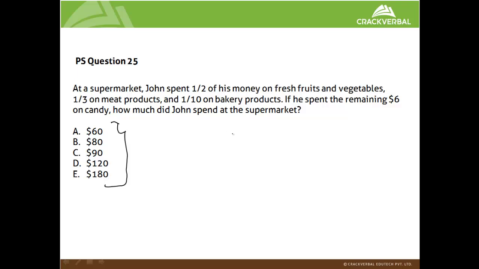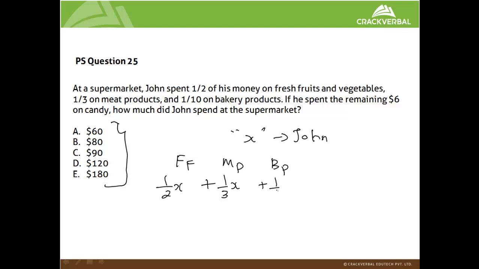So let's assume that X is the amount which John had. Now John spent half of his money on fresh fruits. On fresh fruits he is spending half of X. Then 1/3 on meat products. On meat products he is spending 1/3 of X. And 1/10 on bakery products. On bakery products another 1/10 of X.